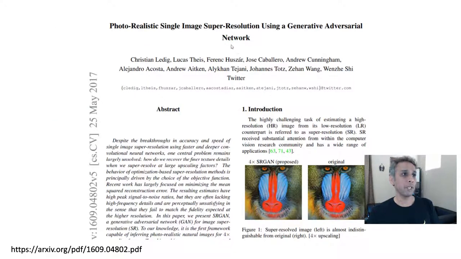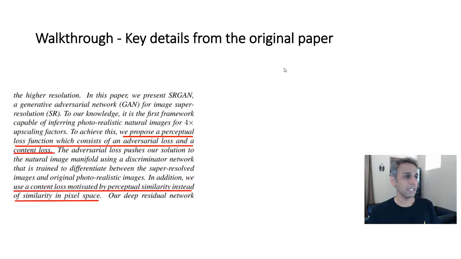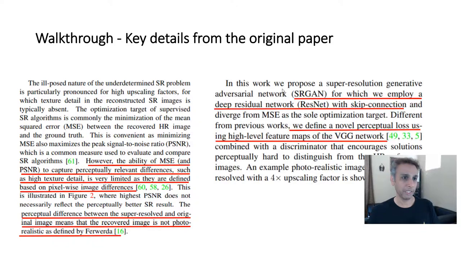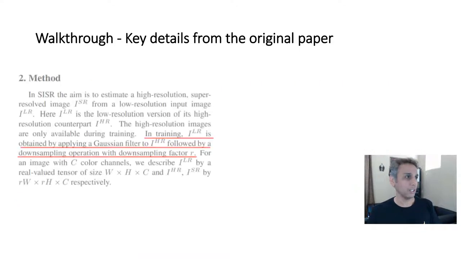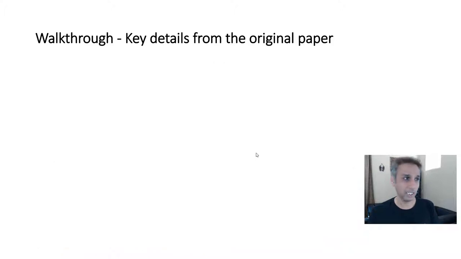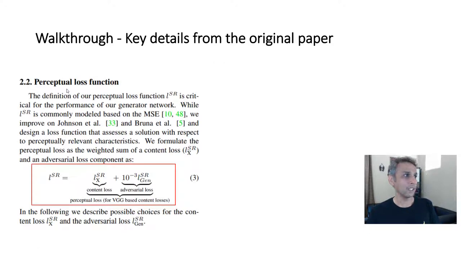So this is the paper we are going to implement. I'll literally highlight a couple of key aspects. Basically, the loss function is an important aspect. The architecture we're going to see in a second. For the loss function, they're going to use perceptual loss, which is a combination of two losses. One is content loss, the other one is adversarial loss.